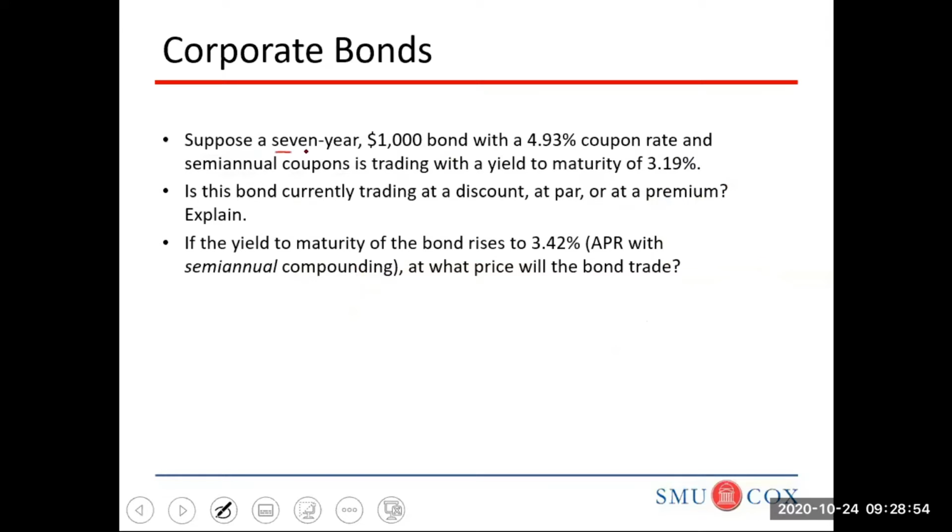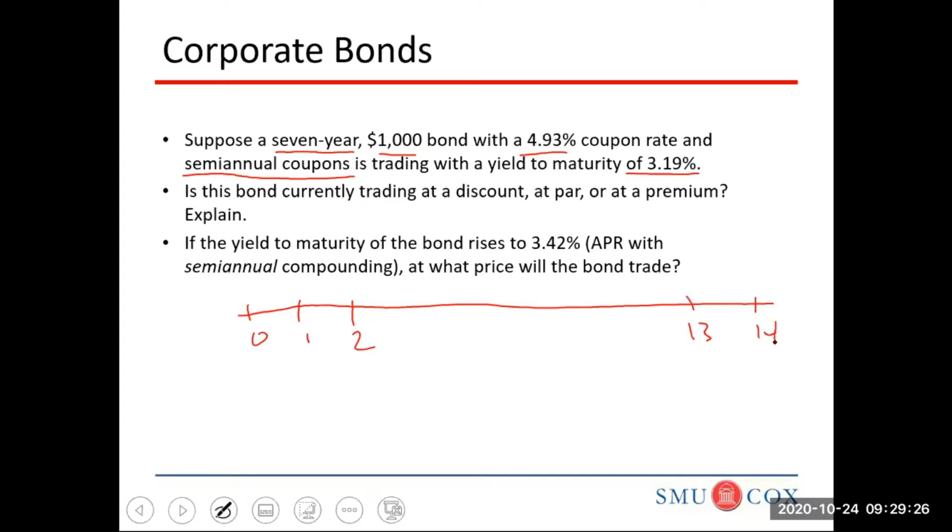Suppose you've got a 7-year, $1,000 bond with a 4.93 coupon rate and semi-annual coupons, trading at a yield to maturity of 3.19. So we have 14 payments, right? 0, 1, 2, ... 13, 14. What is the coupon payment?